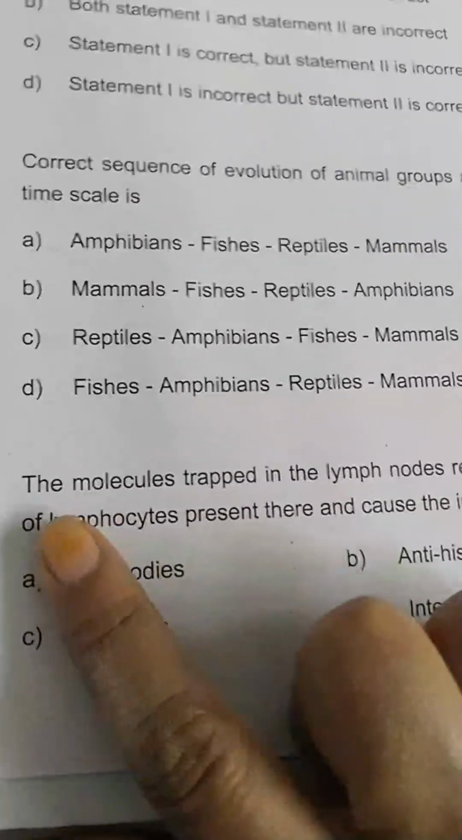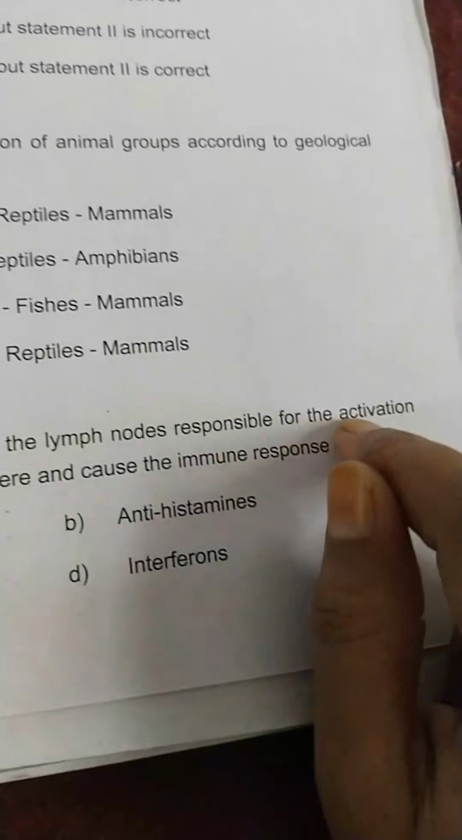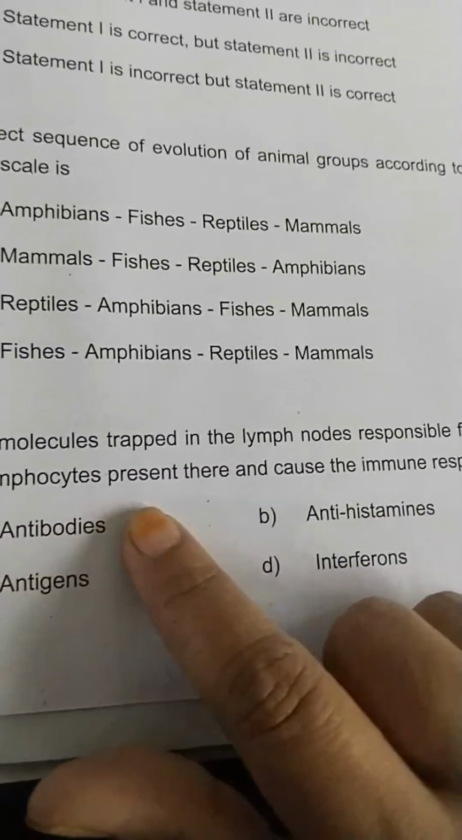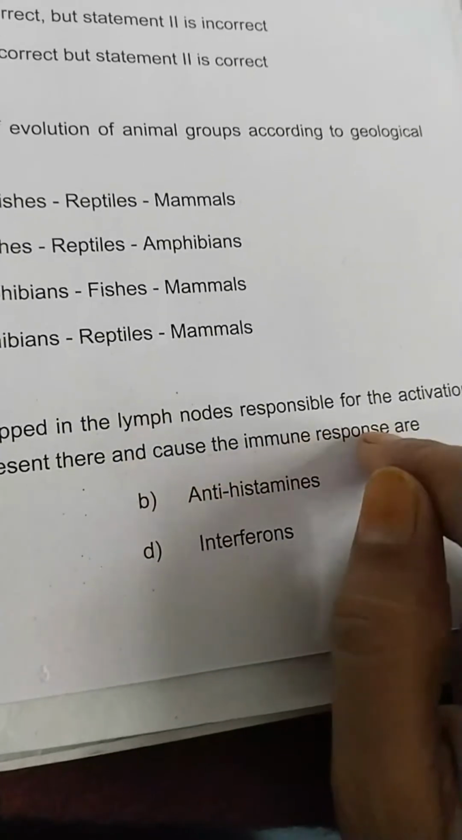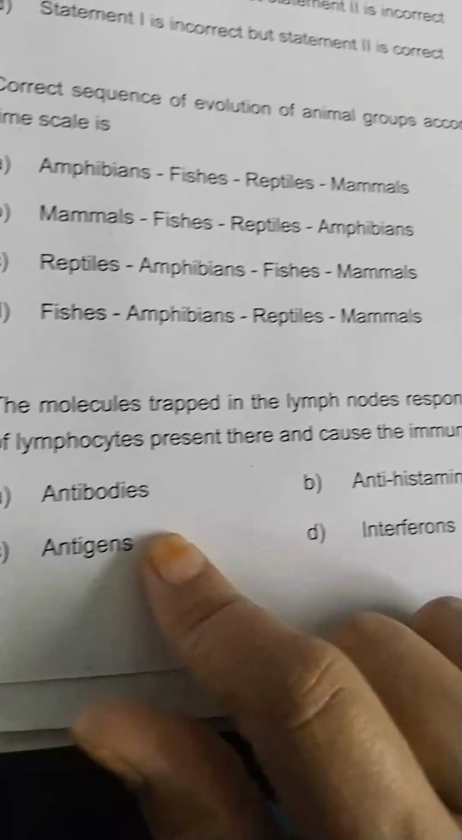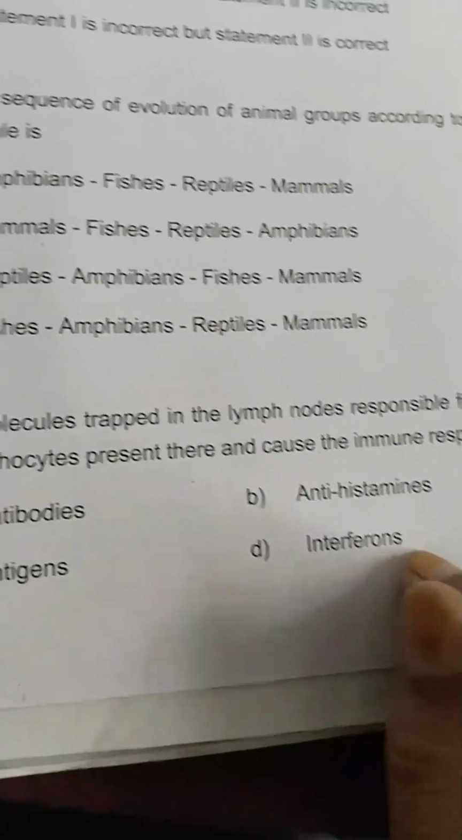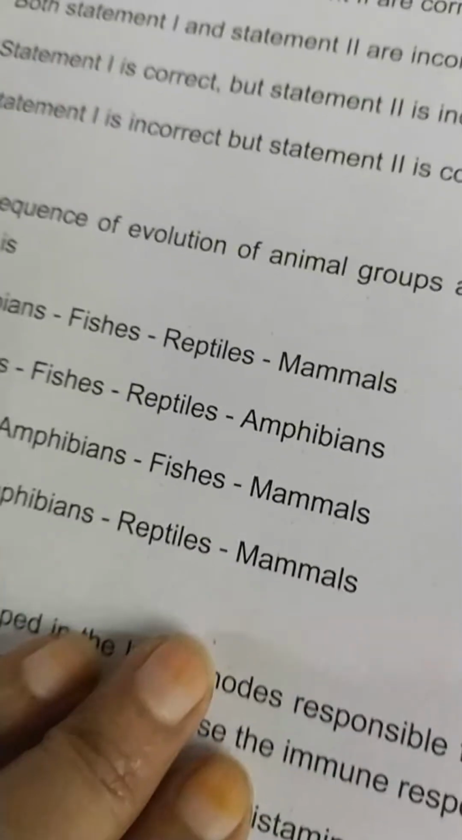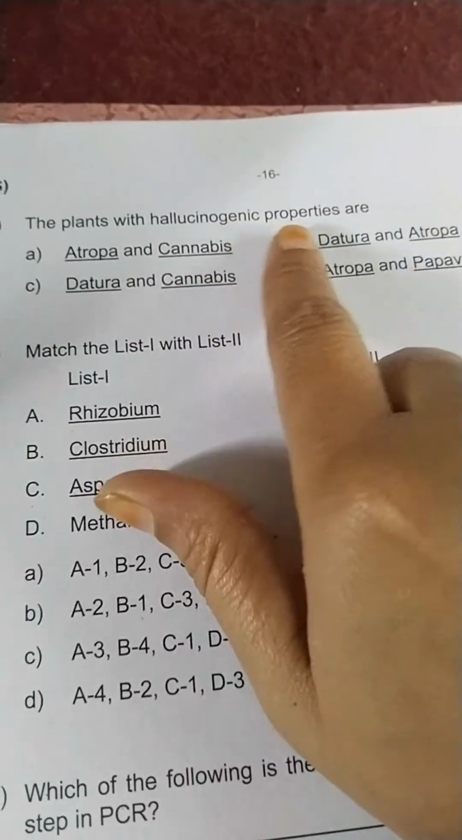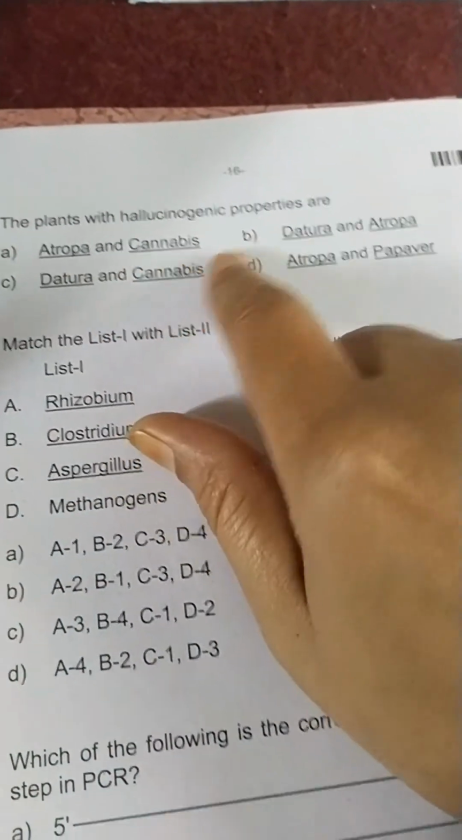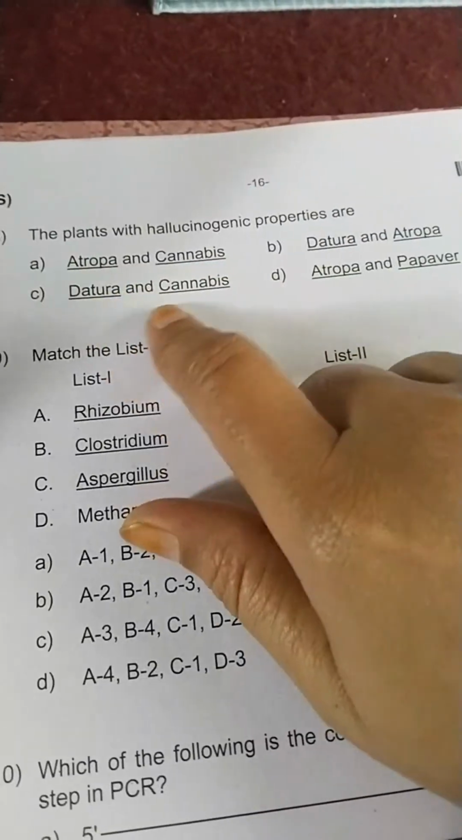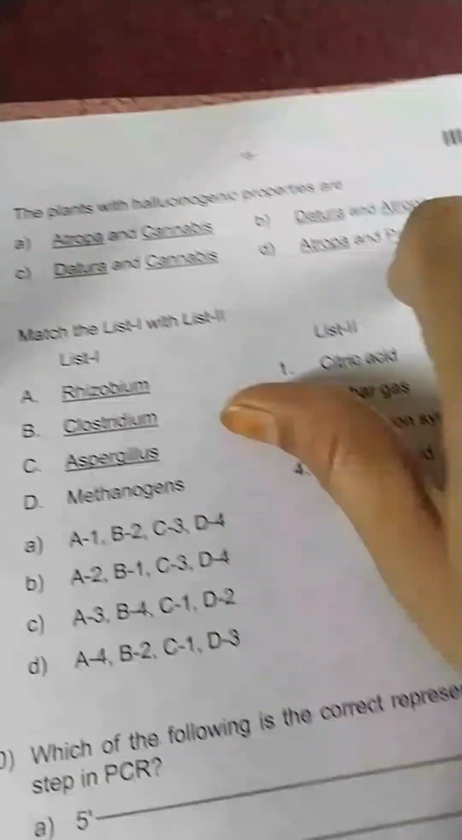Coming to the seventh question: the molecules trapped in the lymph nodes responsible for the activation of lymphocytes present there and cause the immune response are: first one is antibodies, second is antihistamines, third one is antigens, and the last one is interferons. See, the seventh question we have already completed. Now the eighth question. Here, the plants with hallucinogenic properties are atropa and cannabis, datura and atropa, datura and cannabis, atropa and papaver.